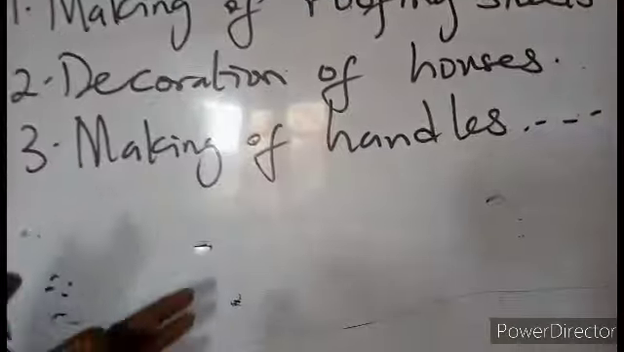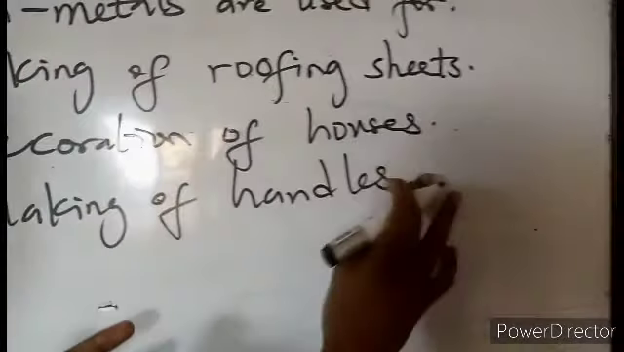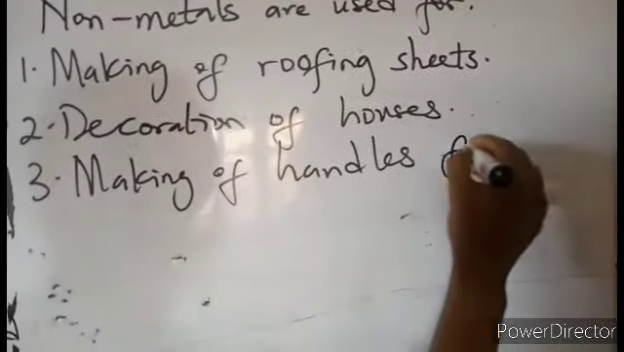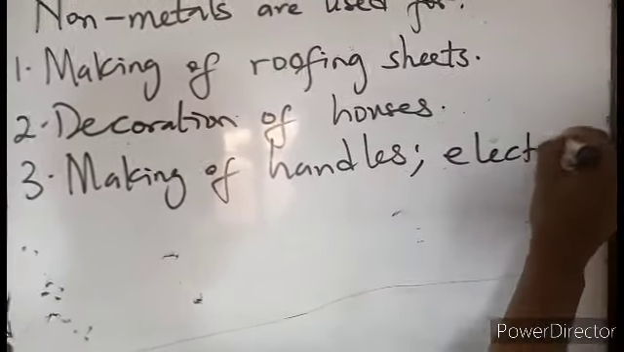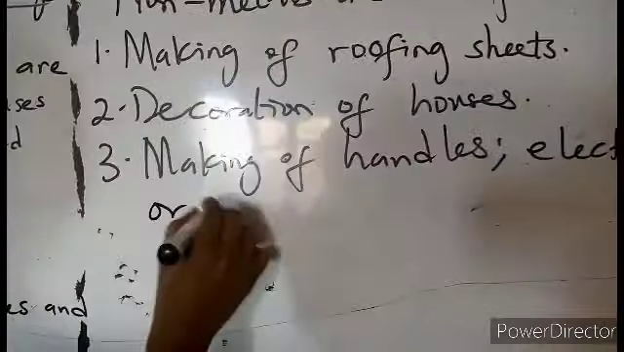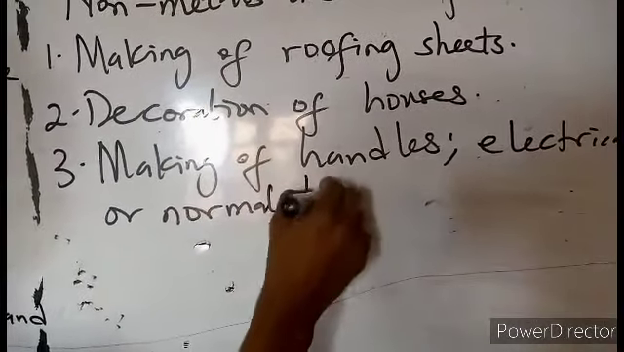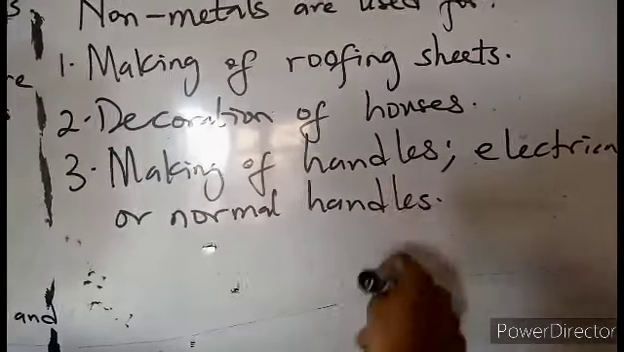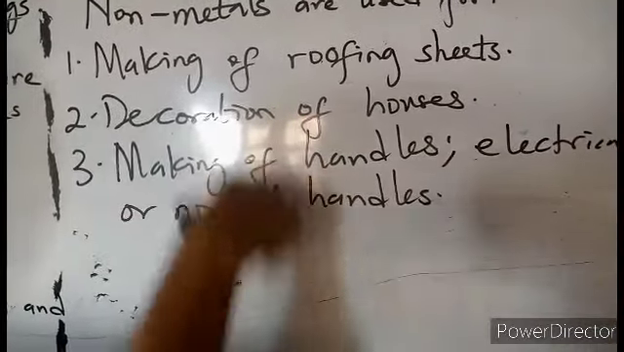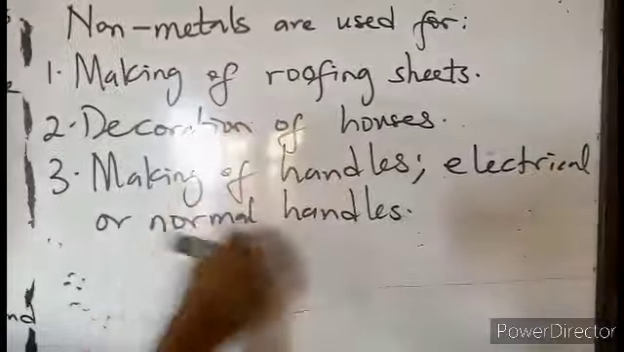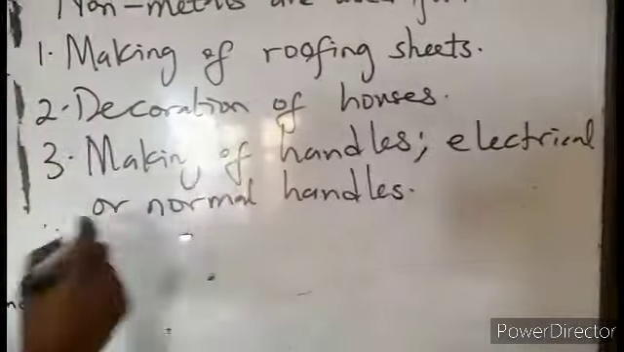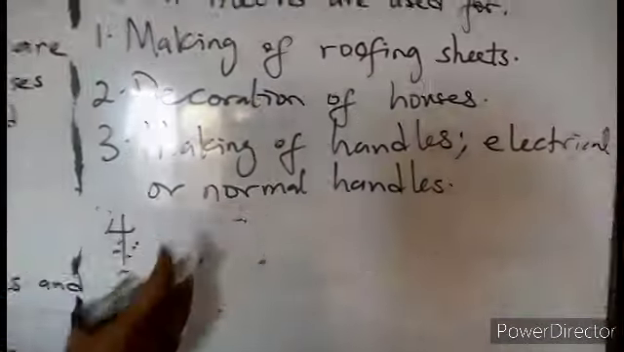Yes, when I say different handles, I'm talking about making of handles, electrical handle, electrical or normal handles. That's correct. Check around you, you see the handle of some things you use at home. They use non-metal for them. Like your plastic bucket, your plastic bowl, they have handles and it's not metal. It's made up of normal plastic or other thing.